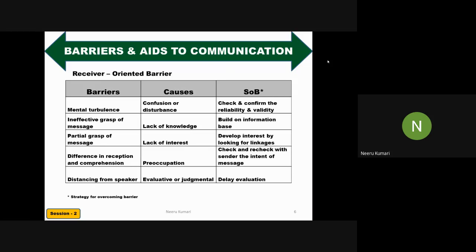Comprehension means after reading, what is it that you understood? What is it that you are trying to share? And how much importance does it have in the mind of the others? So don't have that preoccupied mind. Always remember, once when somebody says something, you should counter check it. Say, for example, how can you avoid this? How can you get rid of this barrier? That is difference in reception and comprehension. You can check it and recheck it by asking people.